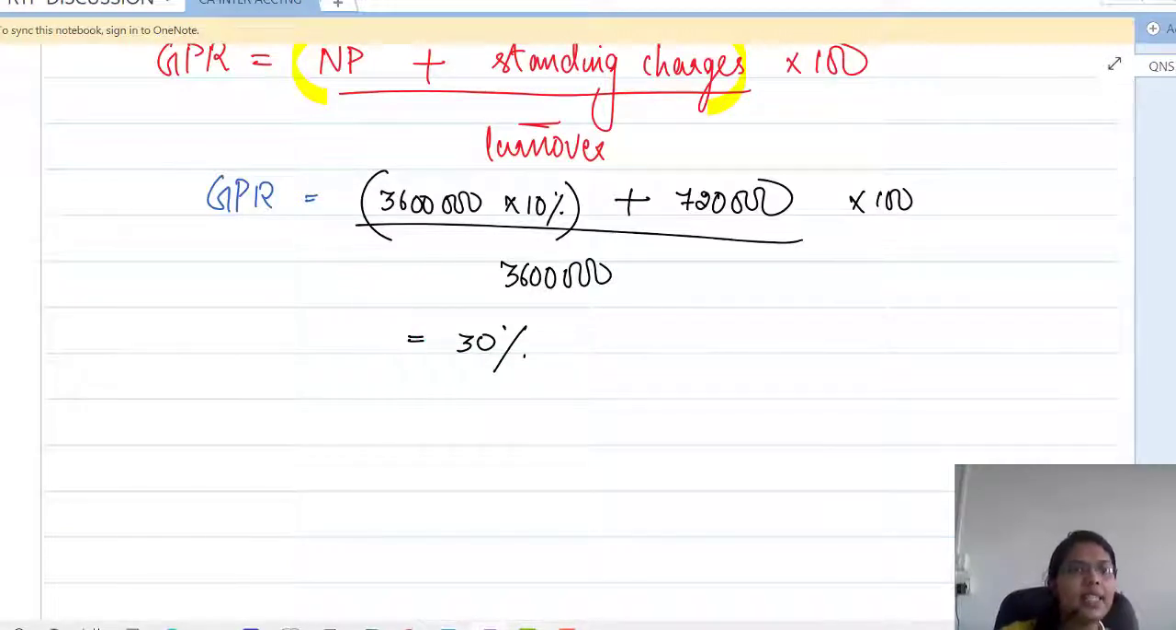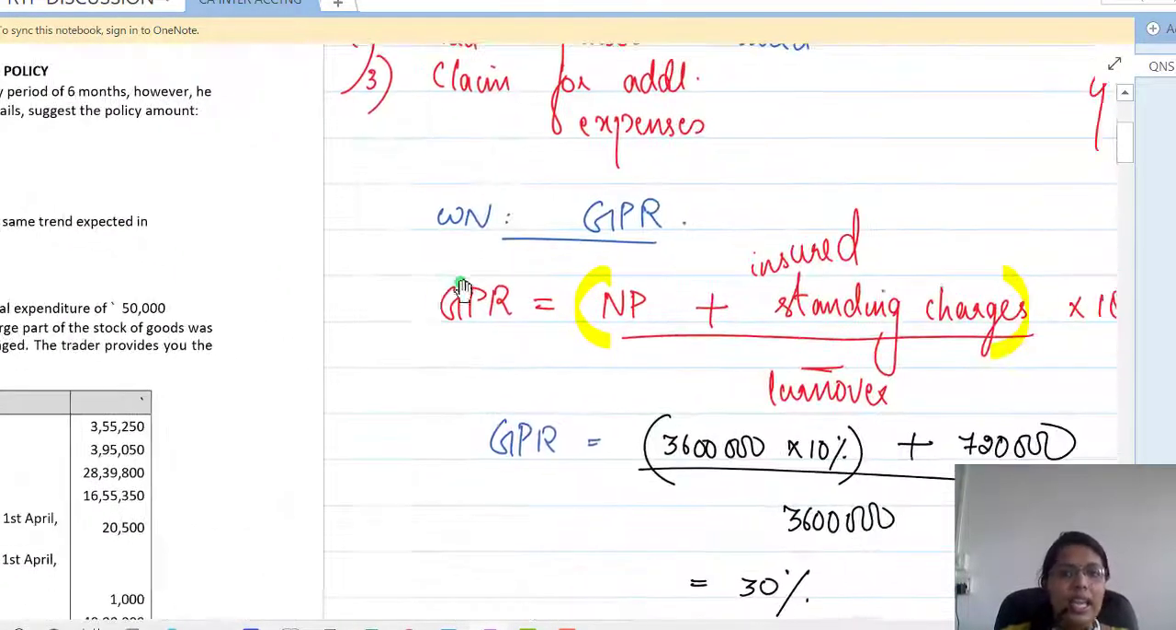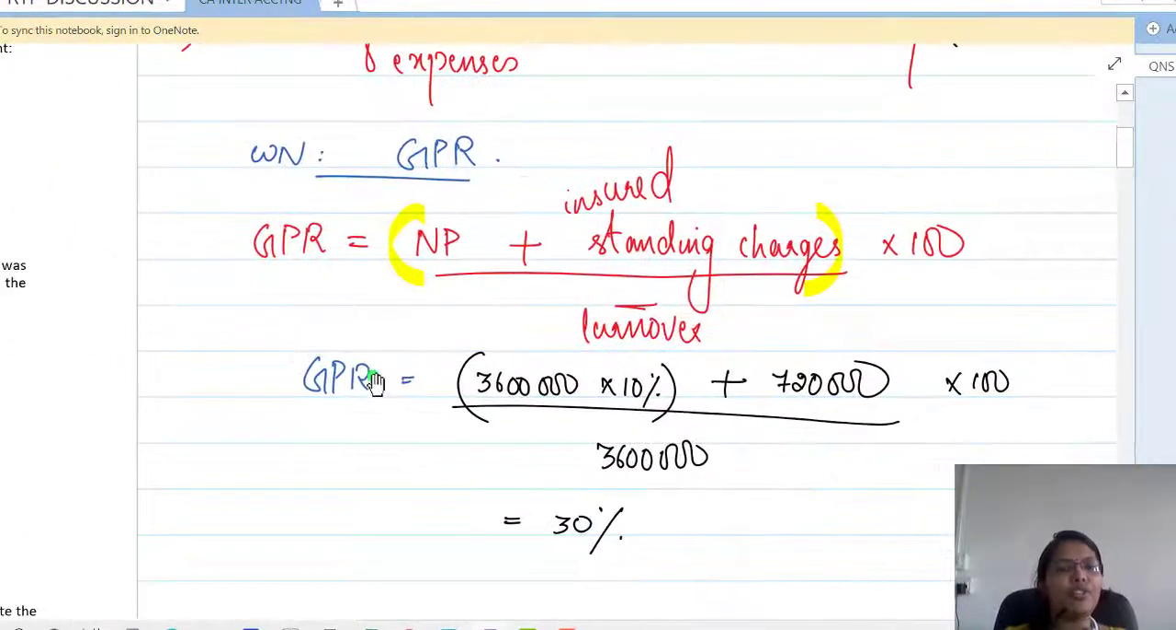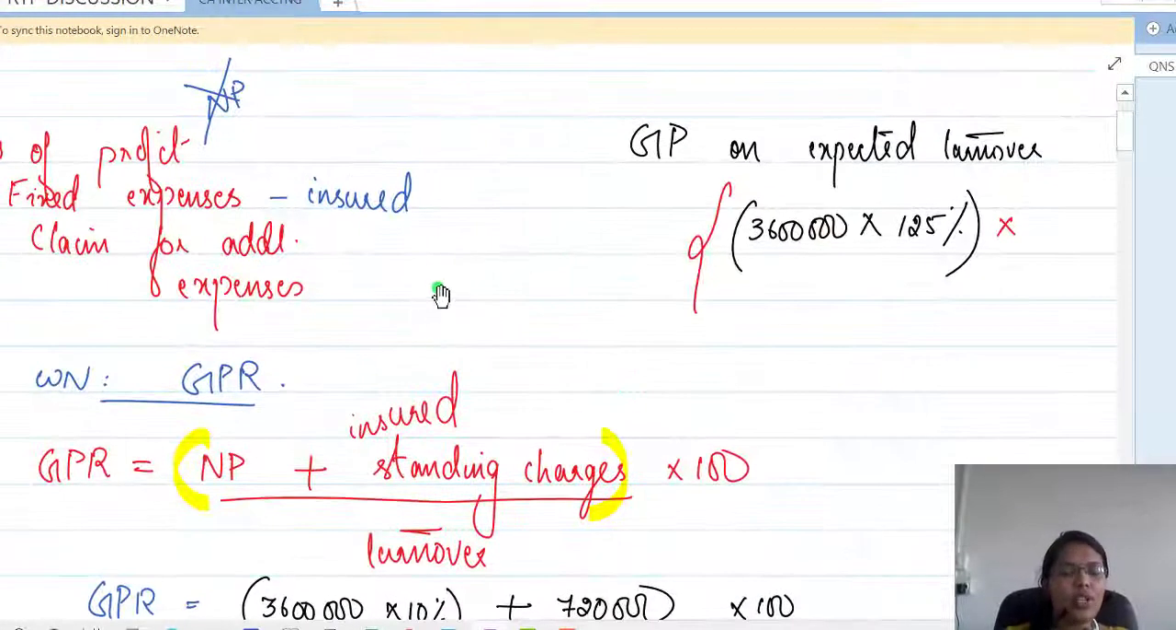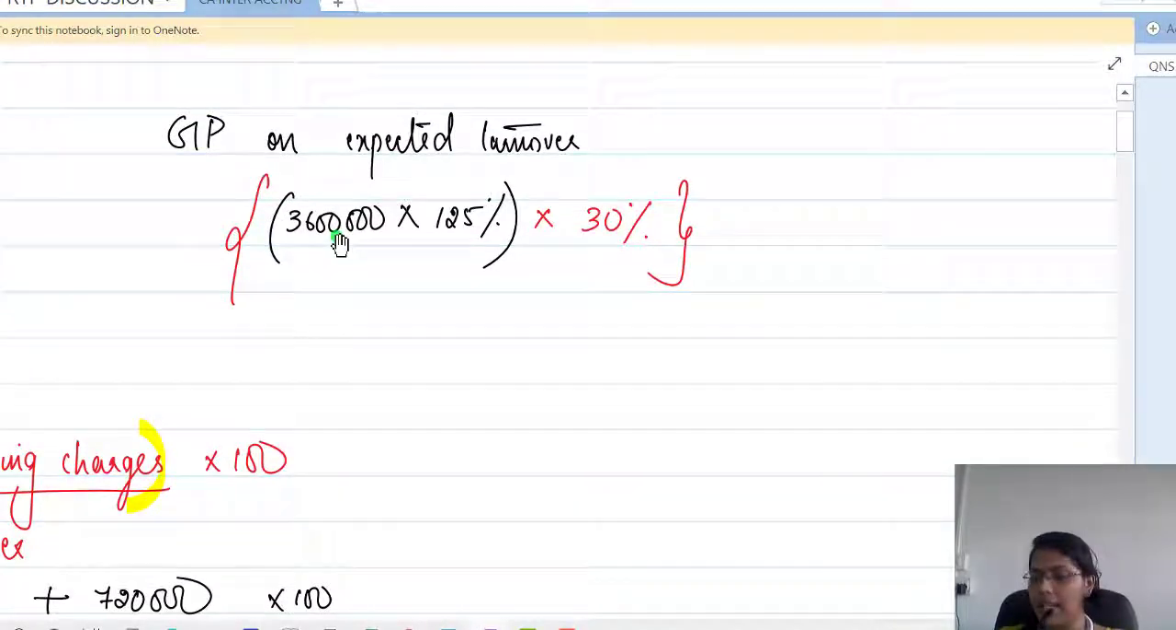So we can say that since all other conditions are the same for the expected future year, if last year he has earned a gross profit of 30%, in this year also he is going to earn a gross profit of 30% had this business not faced a fire accident. So therefore we can apply this 30% which we have computed in this working note. So the expected loss of profit on this expected turnover of 45 lakh is going to be 13,50,000.